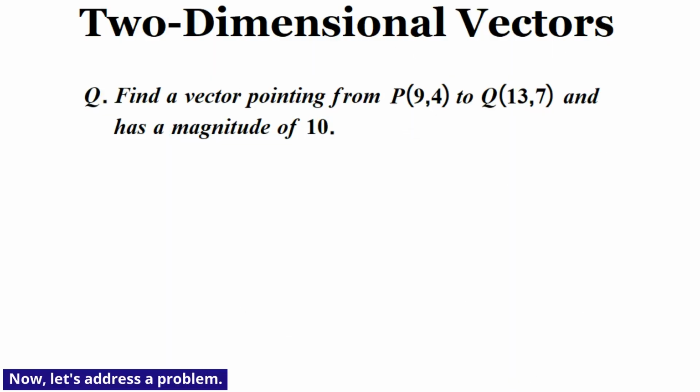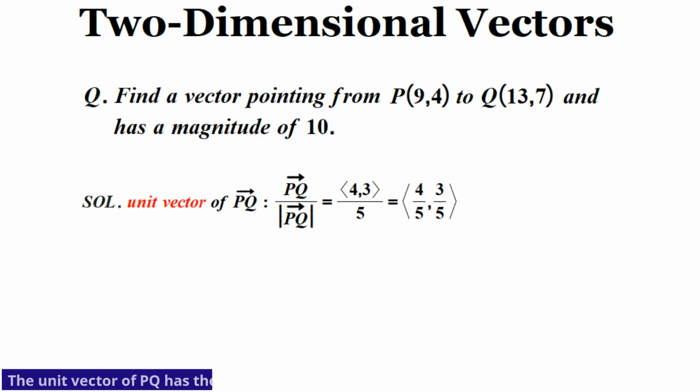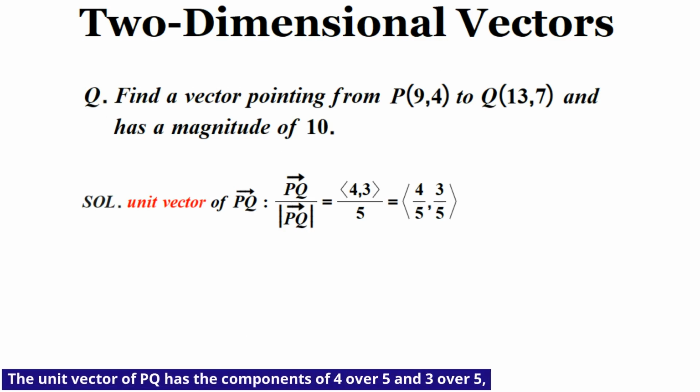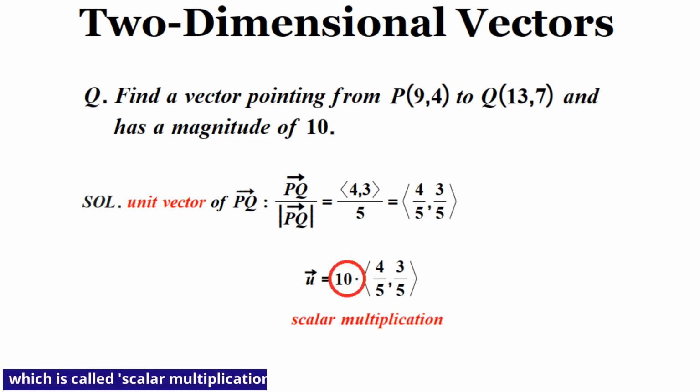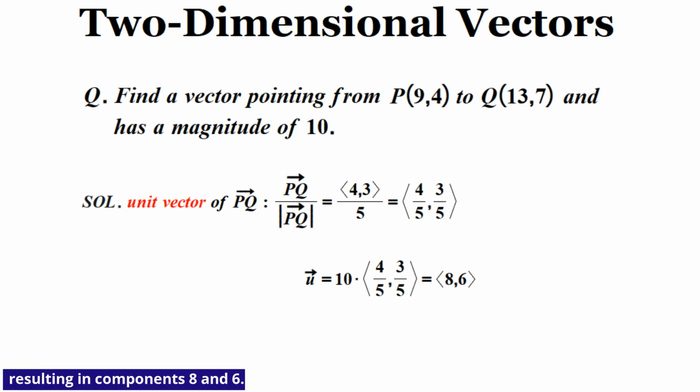Now, let's address a problem. The unit vector of PQ has the components of 4 over 5 and 3 over 5. So the desired vector is obtained by multiplying this unit vector by 10, which is called scalar multiplication, resulting in components 8 and 6.